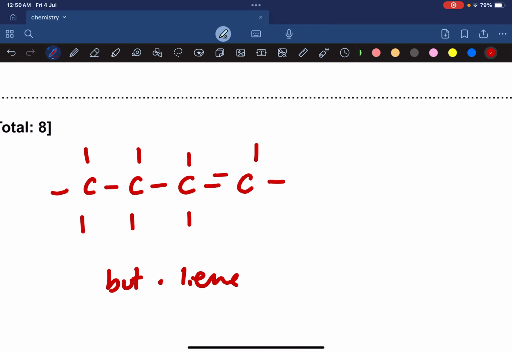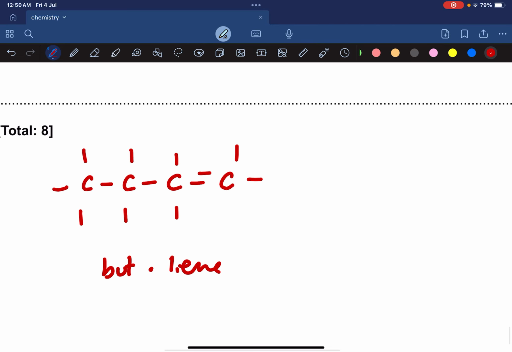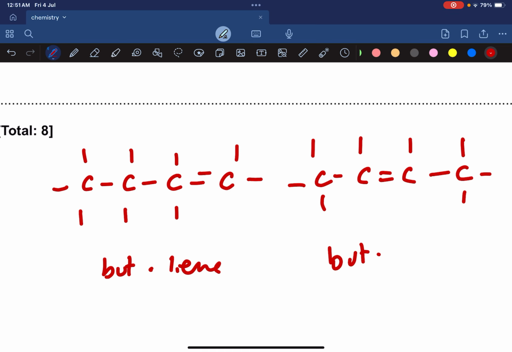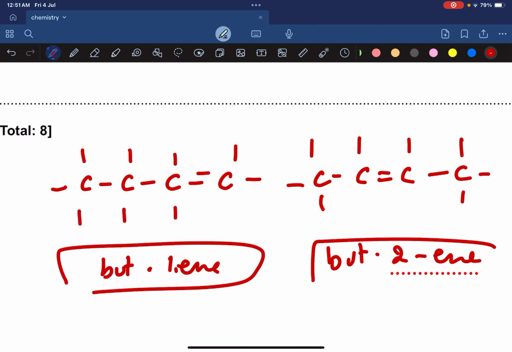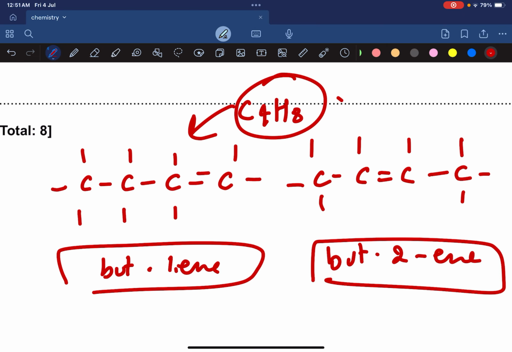Second, either I can branch it to make an isomer, or I can just move the position of the functional group over here to make but-2-ene. That's going to be an isomer of but-1-ene, okay? So here I go with my but-2-ene. This one right here is my but-2-ene, and that's an isomer of my but-1-ene. These are both C4H8, okay? These both have the formula C4H8.